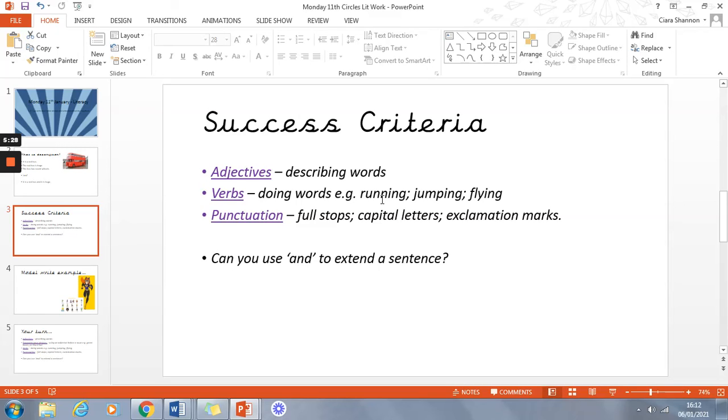And then remember your punctuation. This is your full stops at the end of a sentence, capital letters at the beginning of a sentence, and you might even want to use an exclamation mark. Do you remember what we use an exclamation mark for? It's when we say it with feeling. So if you say, wow, you might use an exclamation mark there. Anything that you write that you say with feeling, okay? And then your little extra challenge is to see if you could use and to extend a sentence.